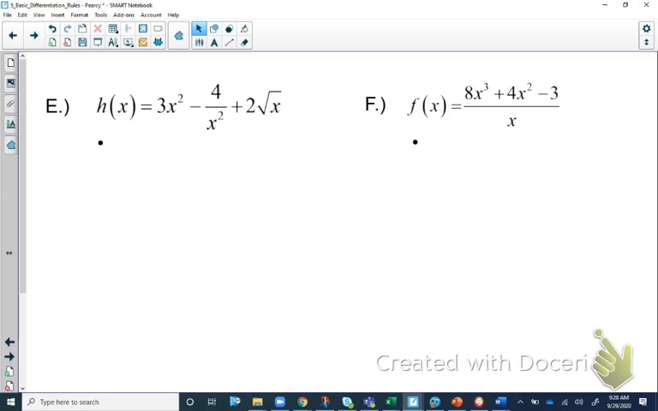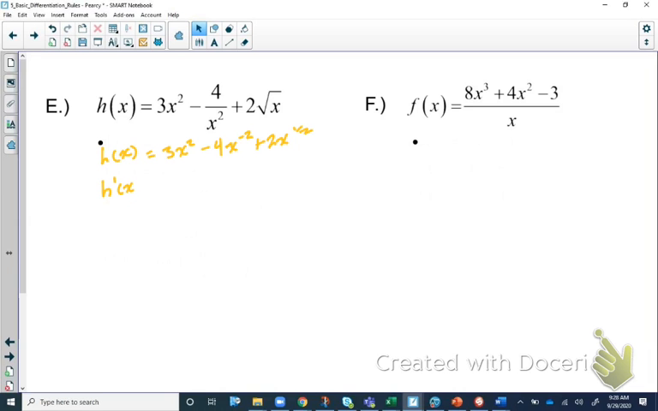So the first thing that I want to do on example E is rewrite the function h of x so everything is in terms of an exponent that I could actually use the power rule with. So I'm going to say 3x squared minus 4x to the negative 2 power plus 2x to the 1/2 power, and now we'll go ahead and run through the power rule on each piece of the function.